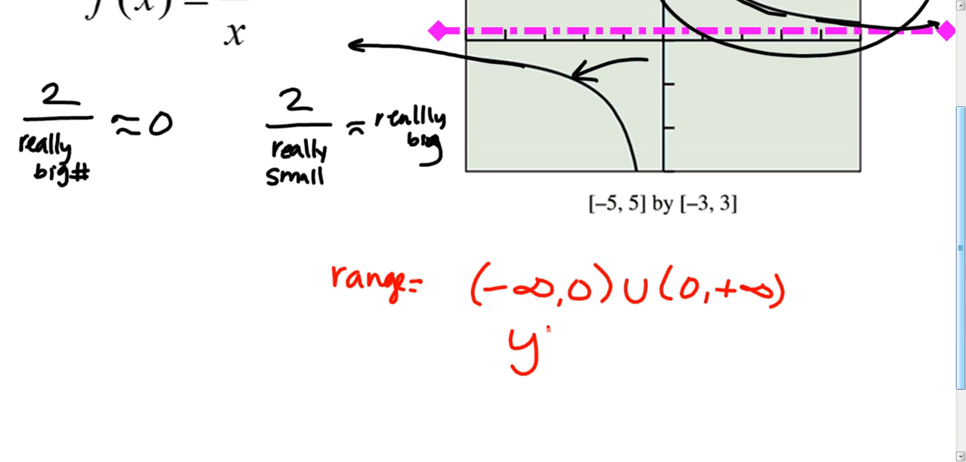Or set of y such that y is less than 0 or y is greater than 0. But it can't be exactly 0. Or the easier way to do that maybe would be to say y can't be 0. It can be every number but 0. So there are several different ways you can list that. You decide what you like. And that should do it for that lesson.